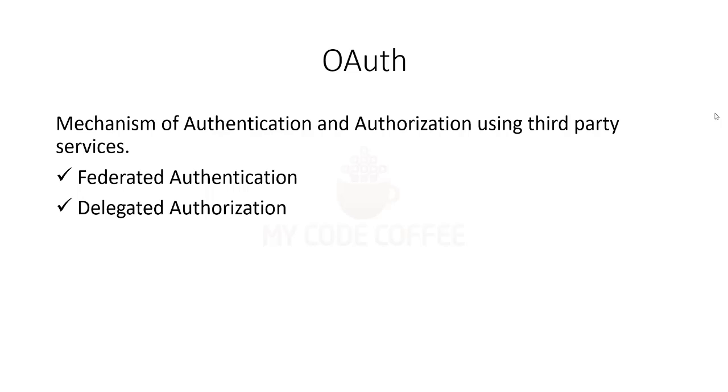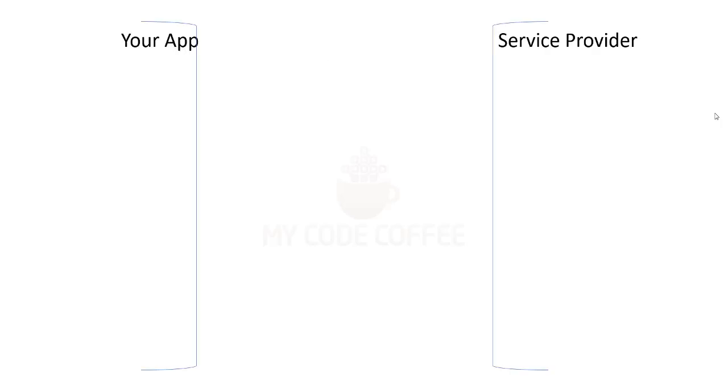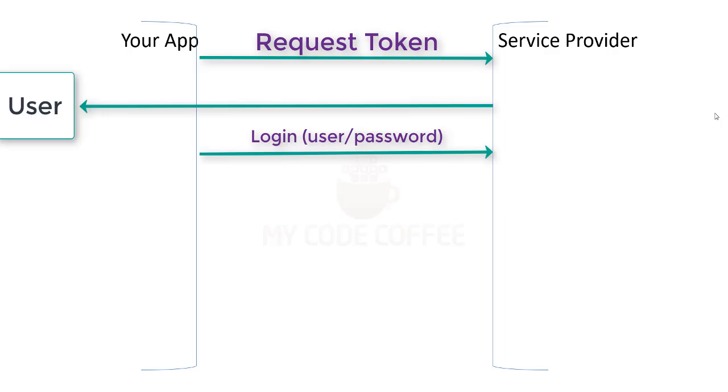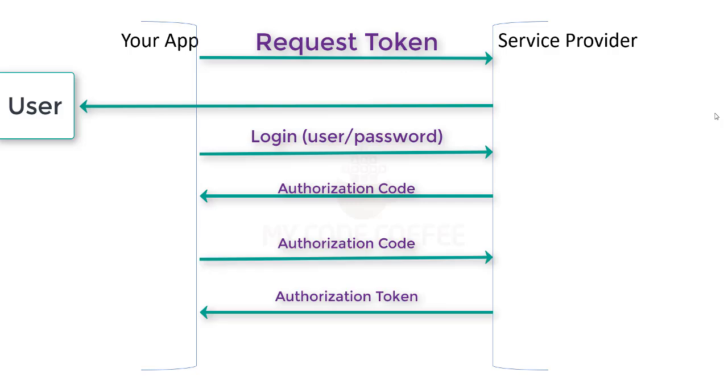To summarize what we saw in the example and to understand more how OAuth works, let us discuss its flow. In the first step, your application will request a token from the service provider. The service provider will prompt the user to log in, and if the authentication is successful, then it will give an authorization code to your application. So you see that your application got the authorization code only after you successfully logged in. Then your application will exchange this code for the authorization token, and this token can be used for all subsequent calls to get the resource.